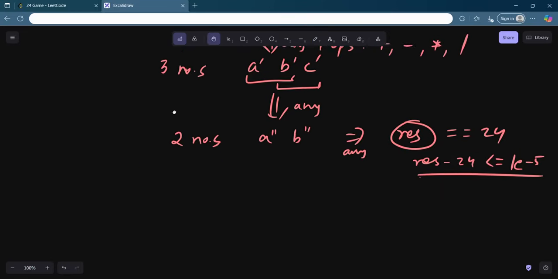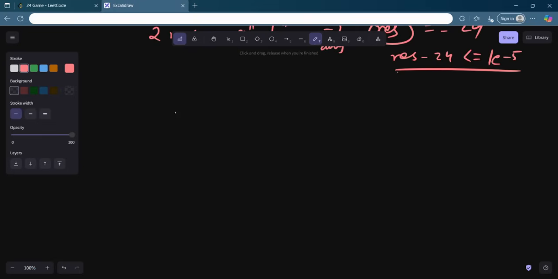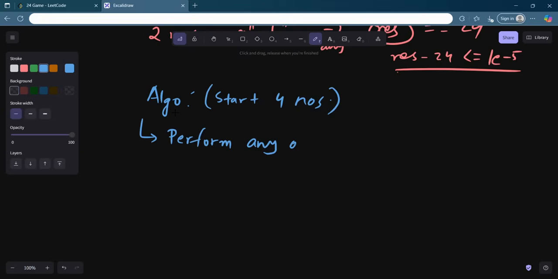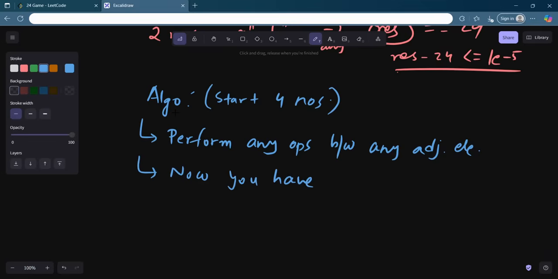So let's try to frame a proper algorithm. What can our algorithm be? Start with 4 numbers. You have started with 4 numbers, right? Perform any operation between any adjacent elements. After performing this, now you have 3 numbers.